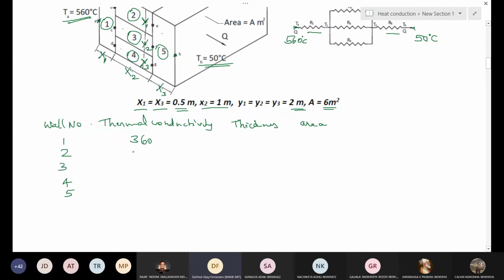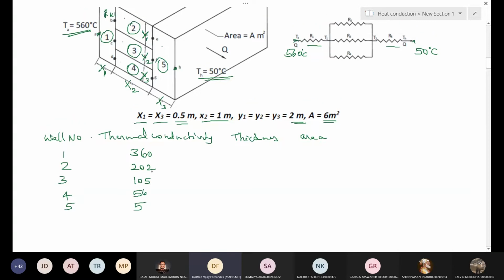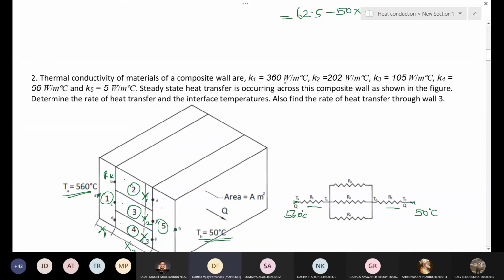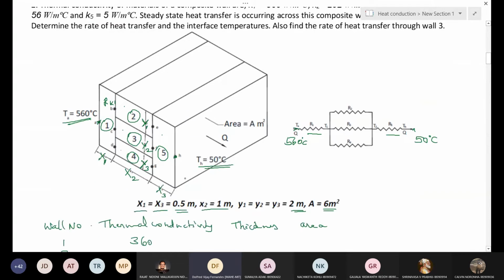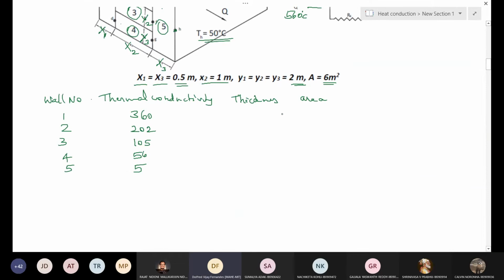360, 202, 105, 56, and 5. Right? Now thickness. The thickness for the first wall is 0.5 meter. These three, 1 meter each. And the last one is also 0.5 meter.